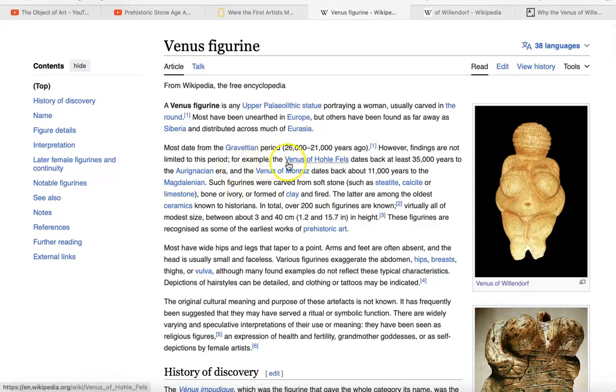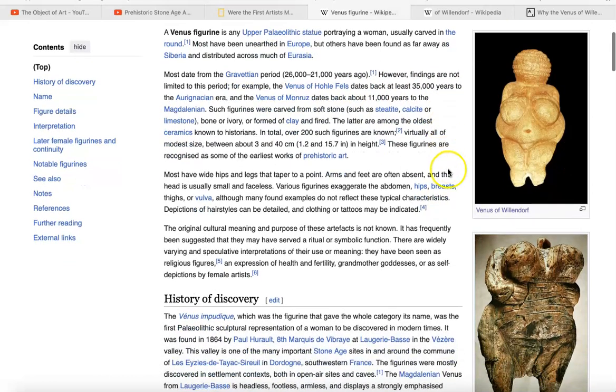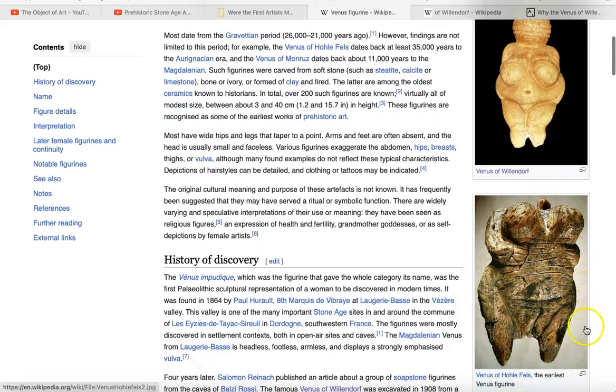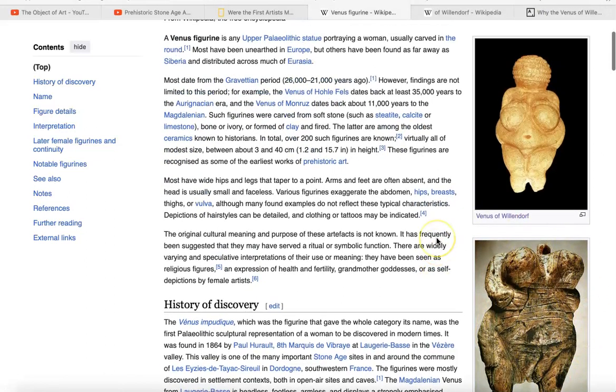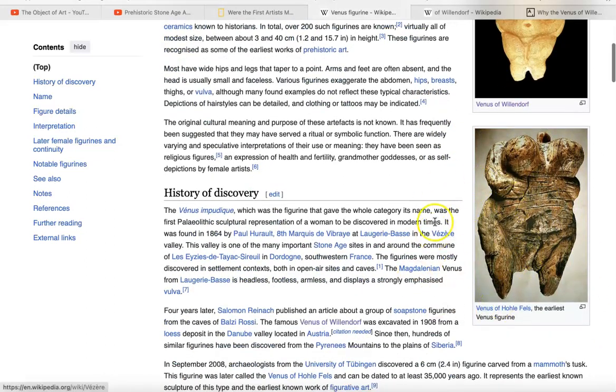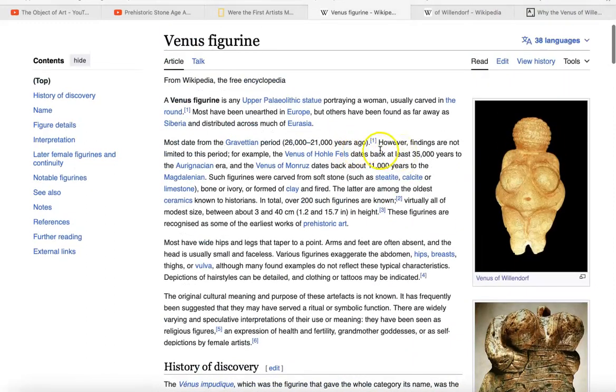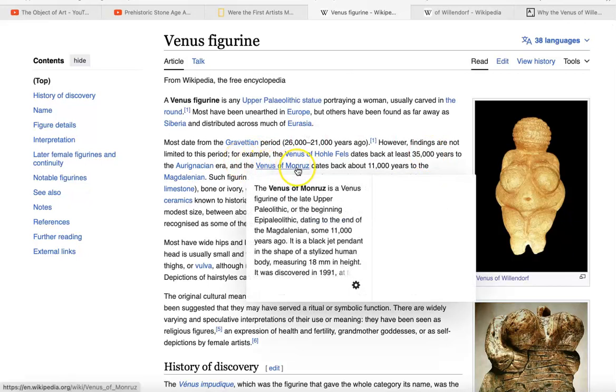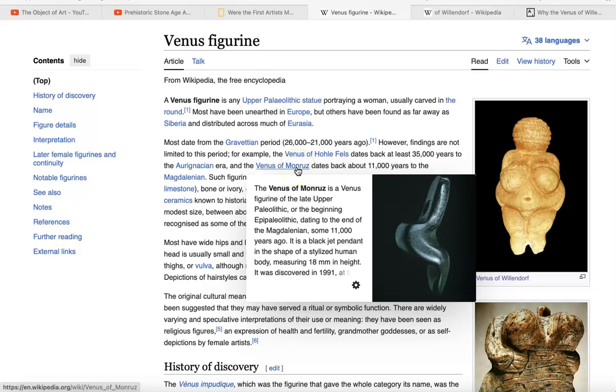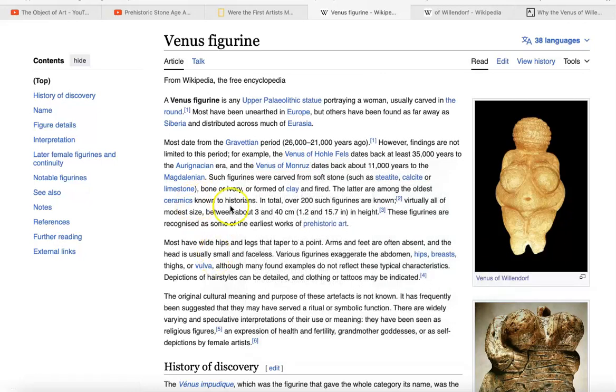For example, the Venus of Hohlefels, I hope I pronounced that correctly, dates back at least 35,000 years, and this is her. This thing down here. Actually, not very big, but the body proportions look huge. The Venus of Hohlefels dates back 35,000 years to the Aurignacian era, and the Venus of Monruz, this one, dates back about 11,000 years to the Magdalenian. These are things that you can look up on your own in your own time.